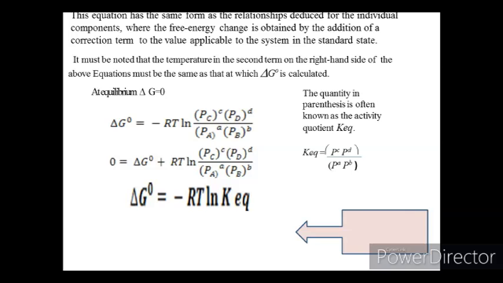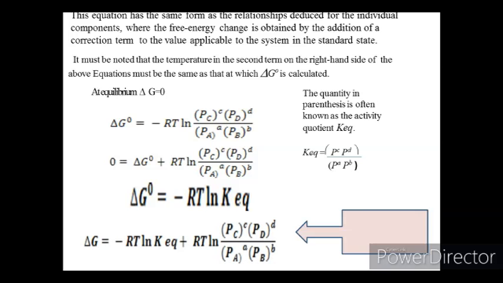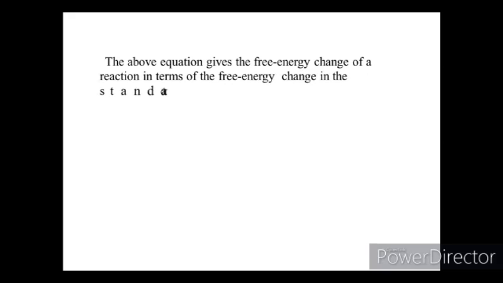In this equation, this value is equal to K equilibrium. K equilibrium is called the activity quotient or equilibrium coefficient. Delta G0 equals minus RT ln K equilibrium. This equation I am applying in the previous slide's equation. Therefore, delta G is equal to minus RT ln K equilibrium plus RT ln, this is the partial pressure term. It is called the van't Hoff isotherm.